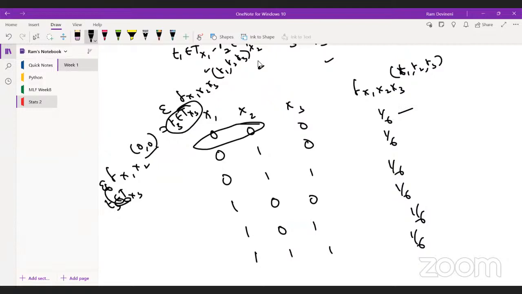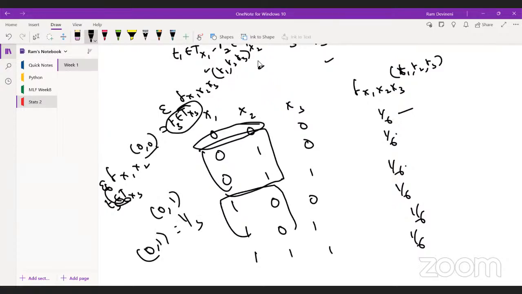Later, for 0, 1, where do you have it? You have it only here. So it's going to be 1 by 6 plus 1 by 6, which is 1 by 3. So 0, 1 is going to be 1 by 3. Similarly, for 1, 0, you have it only here. So it's going to be 1 by 6 plus 1 by 6, 1 by 3. And then for 1, 1, it's going to be 1 by 6, since you have it only here.